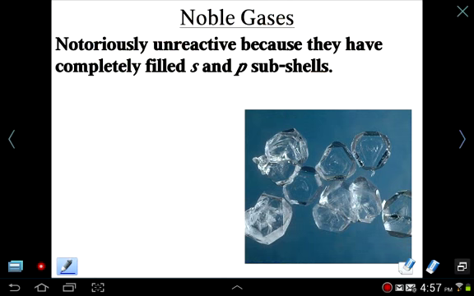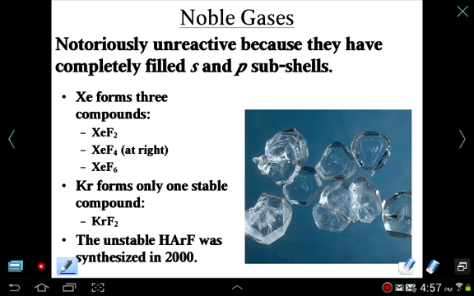And then finally, let's say a few things about noble gases. It's famously known that noble gases are unreactive, and it's a good idea to remember the reason for their unreactiveness, and that's because they have a completely filled both S and P subshell, or you can say completely filled shell is the idea. So some of the noble gases rarely do react.